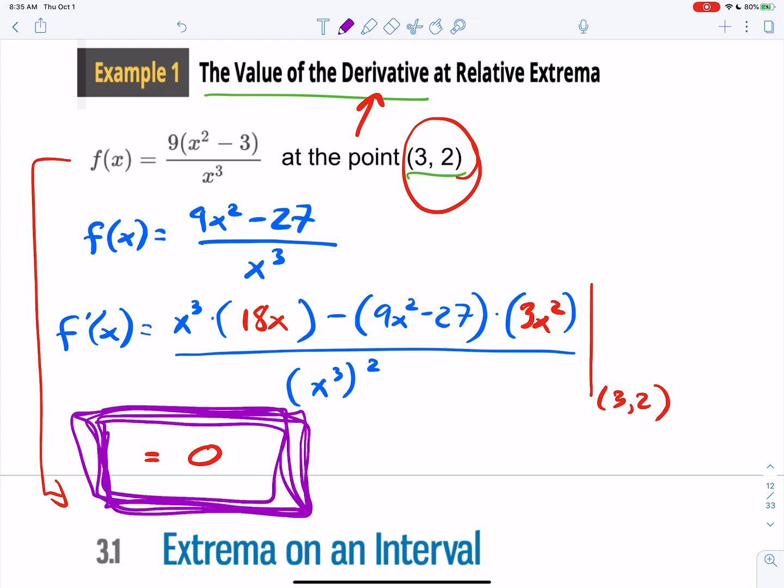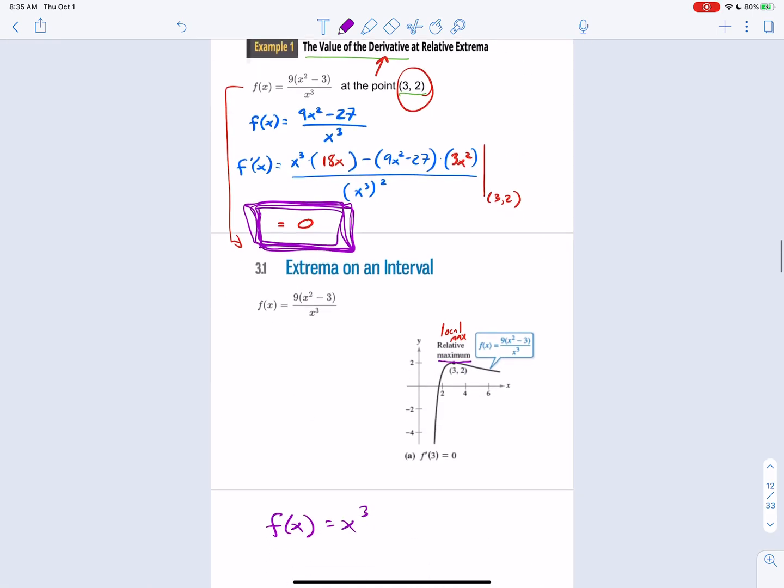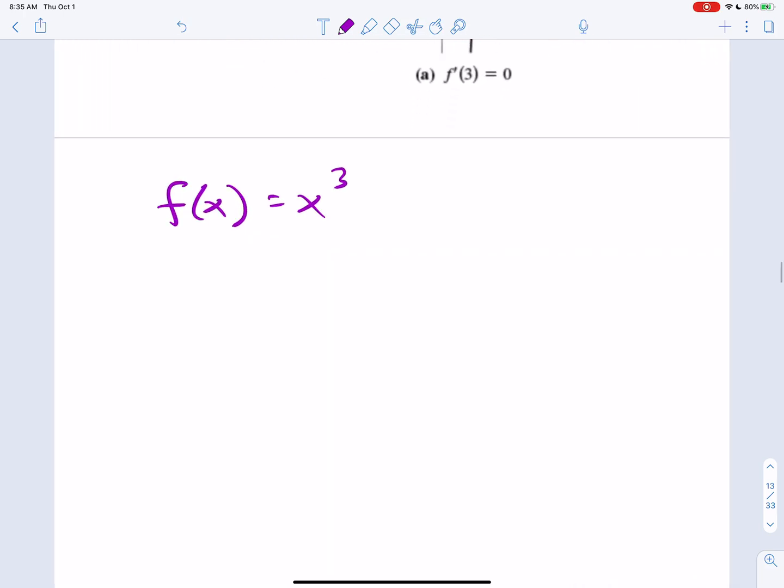Hopefully you guys are making the connection here. We notice that every time there's a local max or local min, the derivative comes out to 0. So we might be onto something here. Here's one more for you guys. I'm going to give you this function, and I'm going to ask you to find the derivative at that point. Go ahead and do that real quick. We can call this part B if you want.